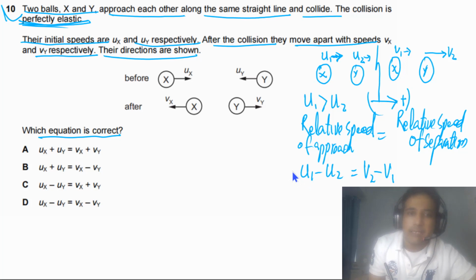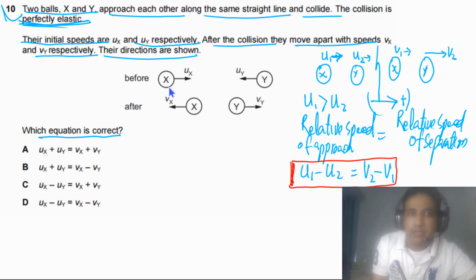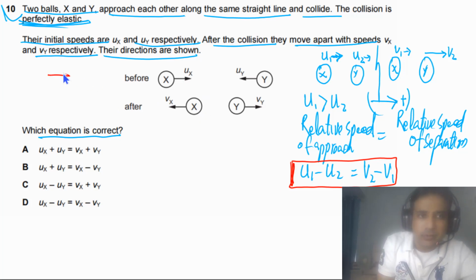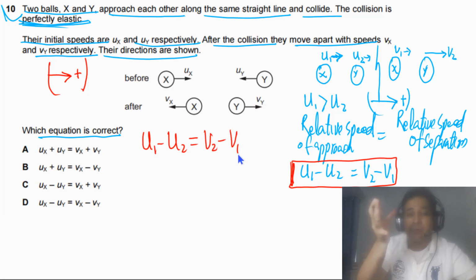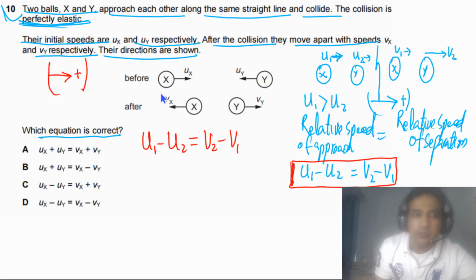And this is a very simple case, and we can extend this case to this one as well. So in this case, again we will take to the right as positive. So we can write u1 minus u2 has to be equal to v2 minus v1. It means the relative speed of approach has to be equal to the relative speed of separation. So in this case, taking to the right as positive, it means this velocity is positive, but this one is negative. This one is negative, and this one is positive.